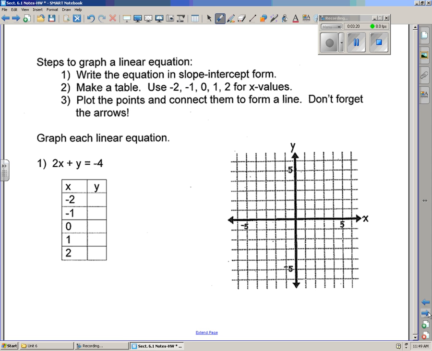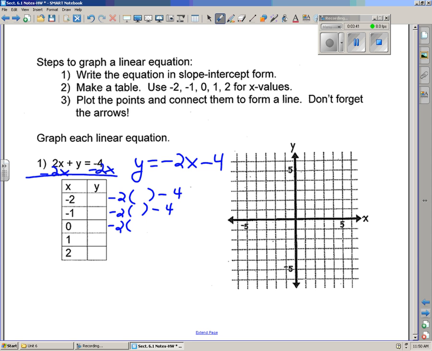So what we would need to do for this particular equation is subtract 2x on both sides. And the equation then becomes y equals -2x minus 4. And then everywhere you have an x, you're going to plug in all of those x values. So -2x minus 4, -2x minus 4, -2x minus 4. I think you get the idea.